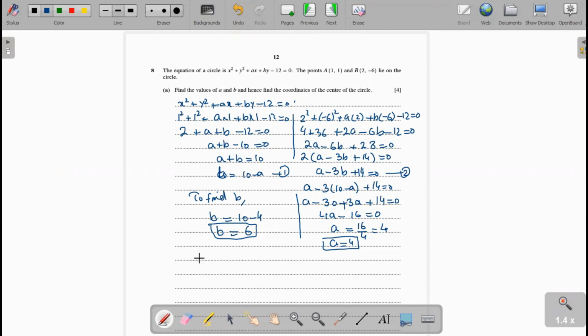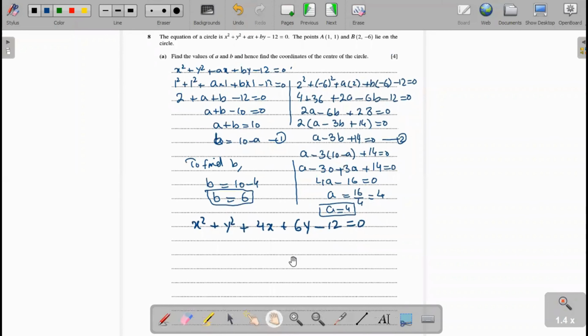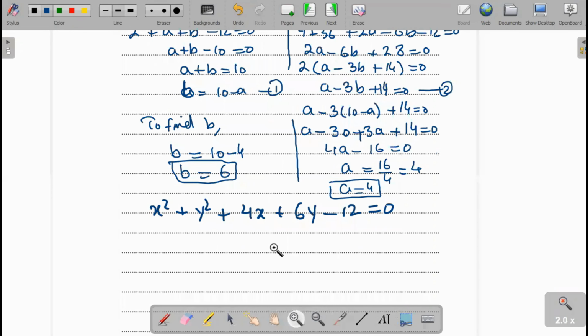Now x squared plus y squared plus 4x plus 6y minus 12 equal to 0. Now to find the center of the circle, firstly we arrange the equation: x squared plus 4x plus y squared plus 6y is equal to 12.